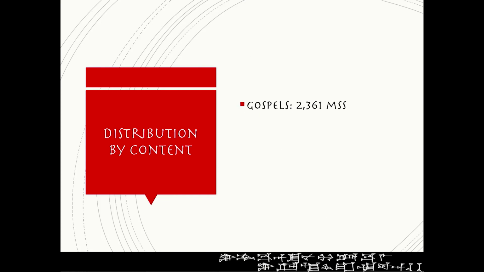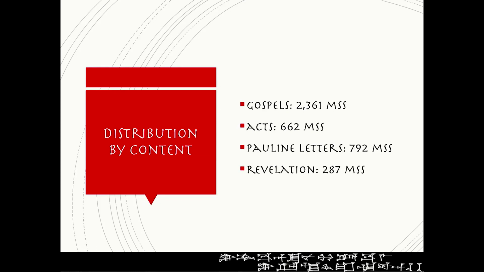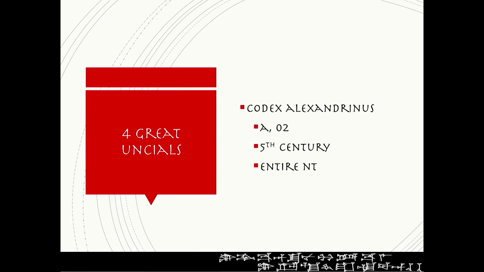So in general, with the Gospels, we have 2,361 manuscripts. We have 662 manuscripts of the book of Acts, the Acts of the Apostles. The Pauline letters are preserved in 792 manuscripts. The book of Revelation, 287 manuscripts.